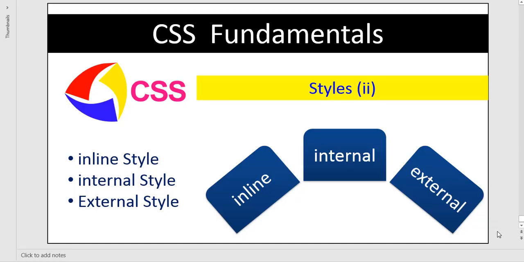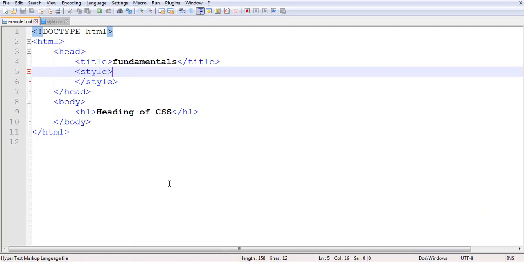Hi, in this video I am going to talk about CSS Fundamentals, which includes style types in CSS. So we have three types of style in CSS: inline style, internal style and external style. We can also call it inline CSS, internal CSS and external CSS. So let's see the example. I am going to implement all the three types of styles in this example.